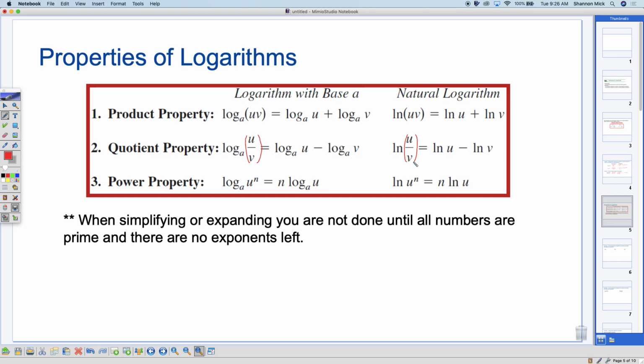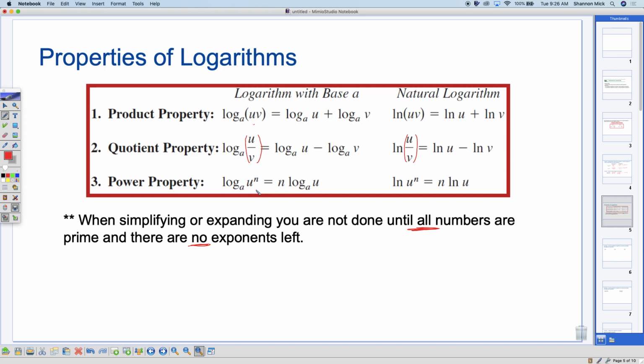You are not done until all numbers are prime and there are no exponents left. Do I have a rule that can break down numbers that are not prime? Yes. Do I have a rule that works with exponents? Yes. So you are not done until every number is prime and there are no exponents left. And also, if you want to put this, there's no properties remaining.